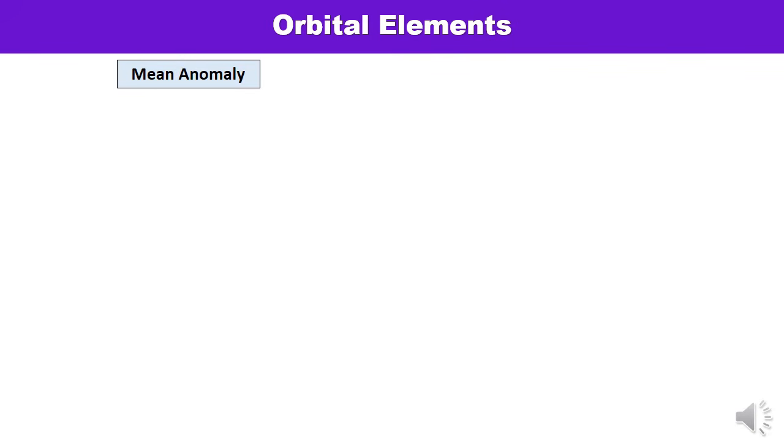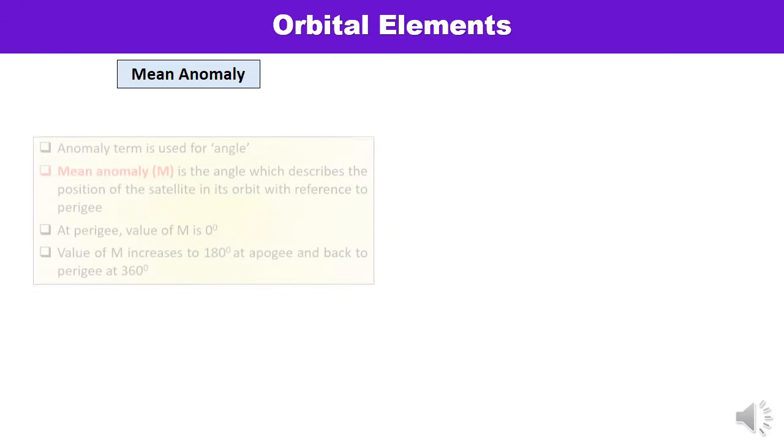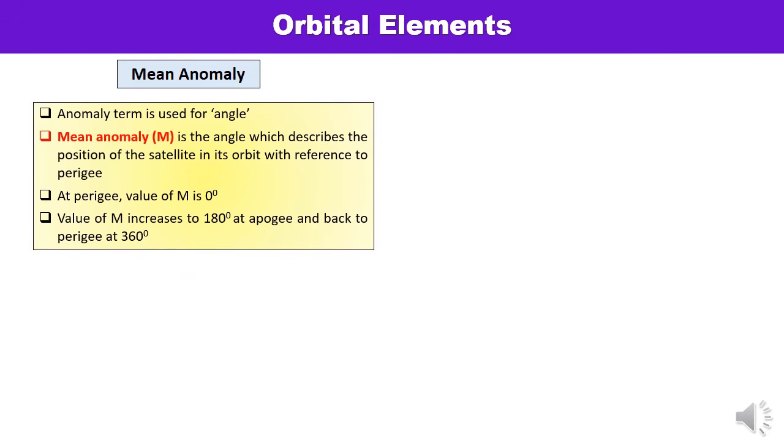Next orbital element, the third one, is the mean anomaly. As I have told you, the anomaly term is used for an angle. But how is this particular angle to be calculated? Mean anomaly is the angle which describes the position of the satellite in its orbit with reference to perigee. You must remember that this is with reference to the perigee.